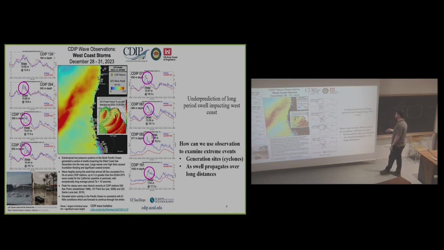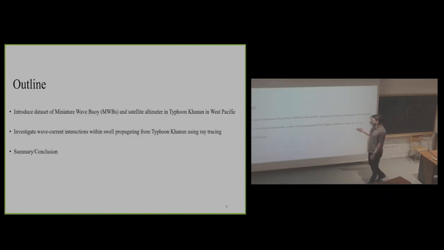So we're trying to look at observations in these extreme events in the generation sites, as well as what's happening from the generation site to the shorelines, to try and look at what's happening as the swell propagates over long distances as well. So I'm going to introduce a mini wave buoy data set inside this typhoon, and then in the second half of the talk, I'm going to talk about swell propagating away from Typhoon Kanoon and how we're using some ray tracing to look at some of that data and compare it to some wave current interactions that we think might be happening there.